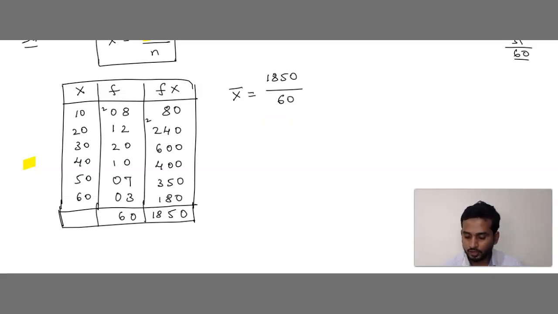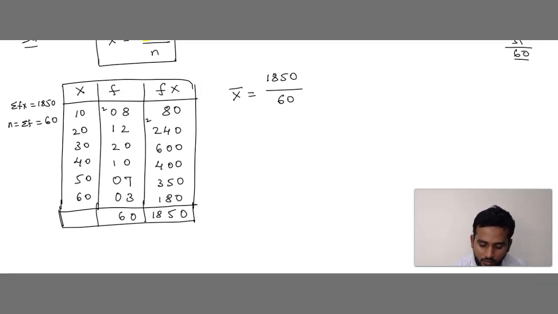If you want, you can write the data. So what is the data, children? That is sigma fx. What is sigma fx? Final answer 1850. The value of n is nothing but sigma f, that is nothing but 60. N is nothing but sigma f, the value is 60. Now just cancel: 1850 divided by 60. Okay, so what is the final answer?